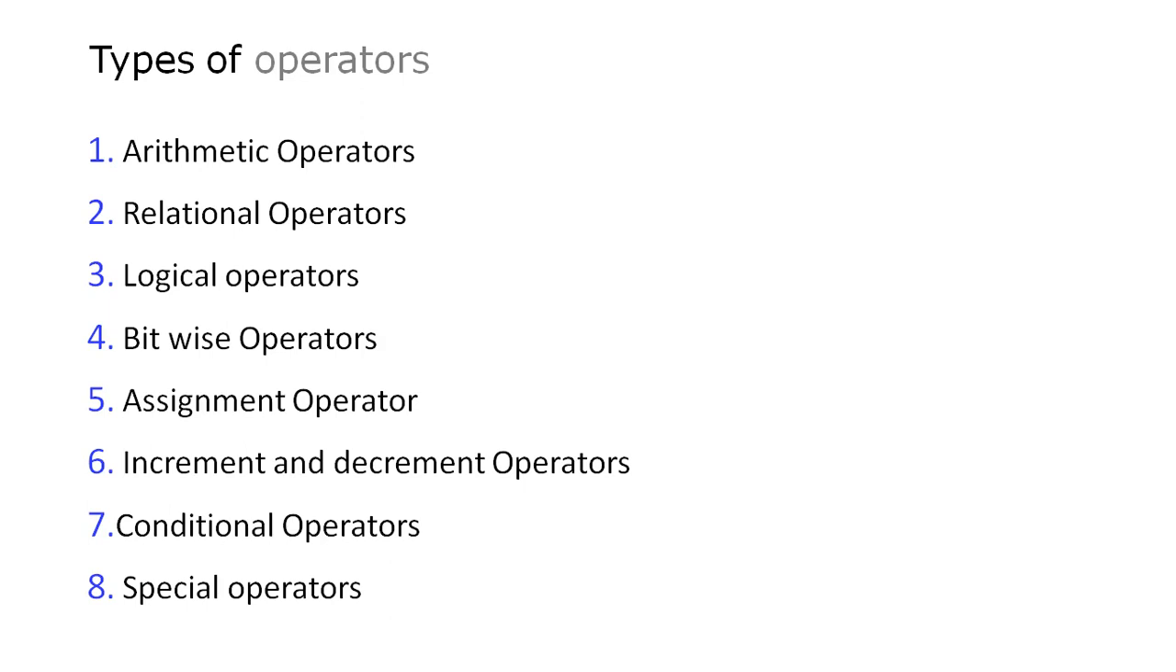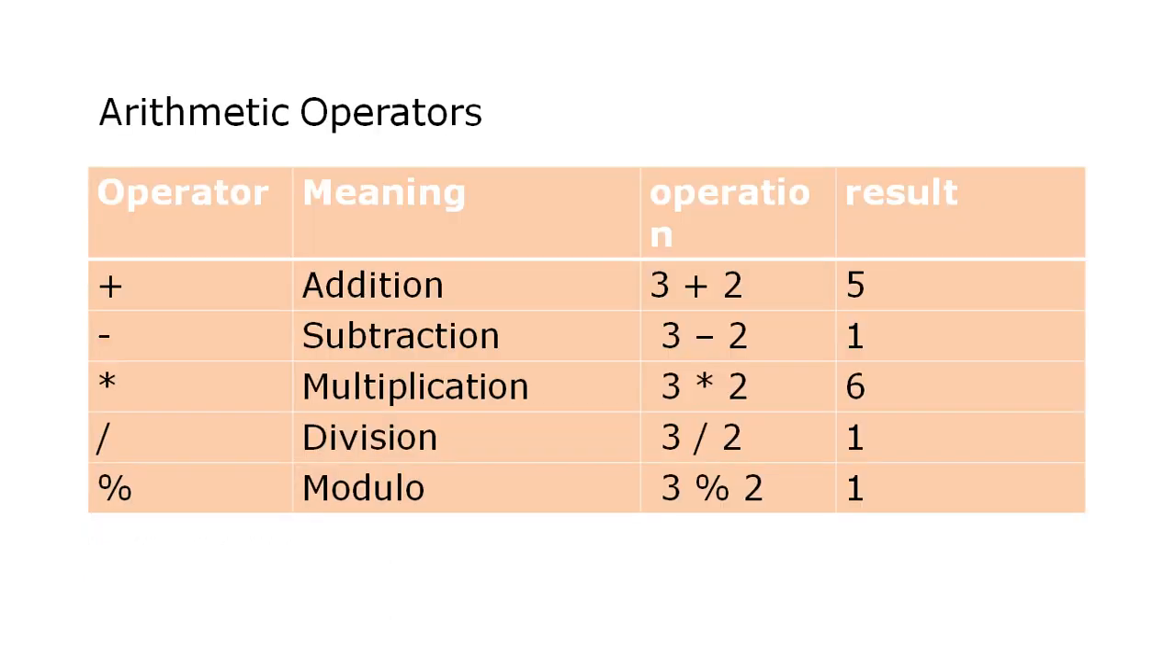Like that, there are so many different types of operators provided in the C language for various operations. Now we'll see one by one in detail.